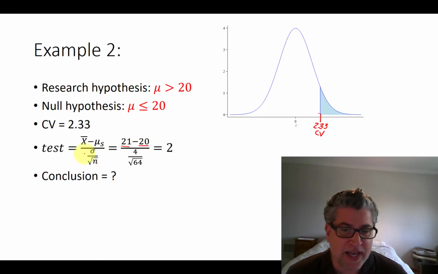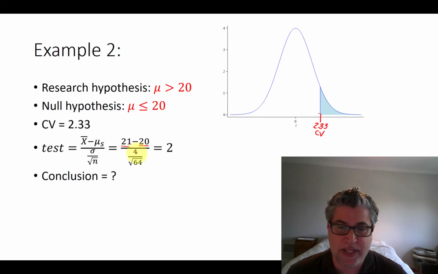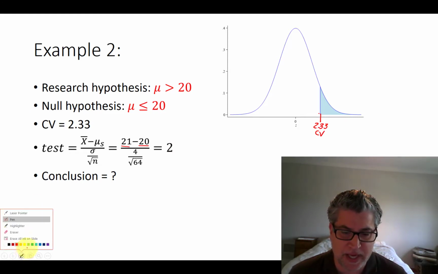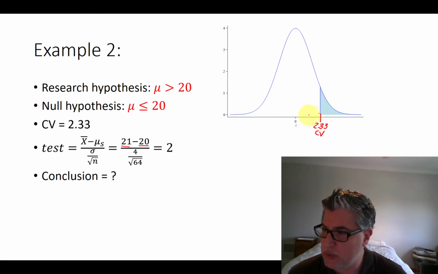We need to translate that into standard errors. That's sigma divided by the square root of n. And we said a couple of slides ago that the standard deviation there was 4. So we just plug in 4 for sigma, 64 for the sample size. Key this into a calculator, and we get a nice round number of 2. So where does that put us? Is that acceptance region or rejection region? Well, we're somewhere here.